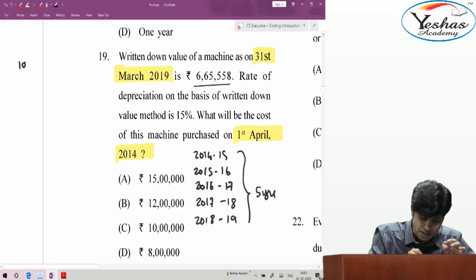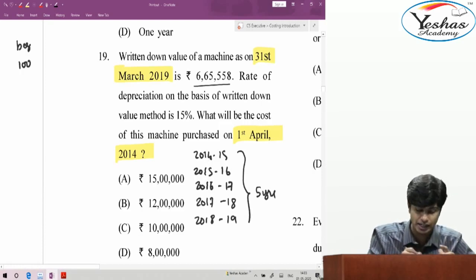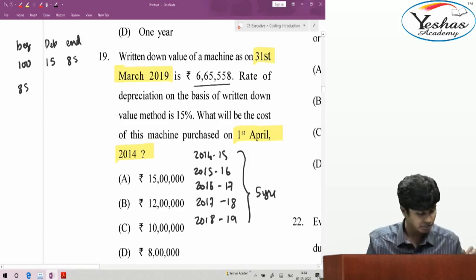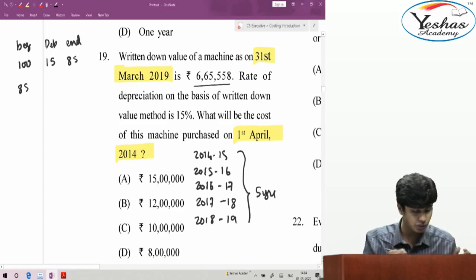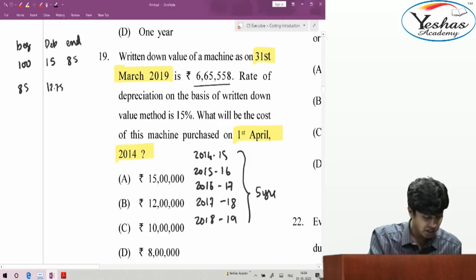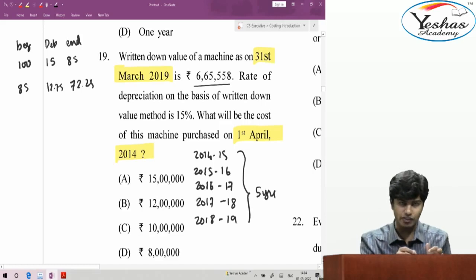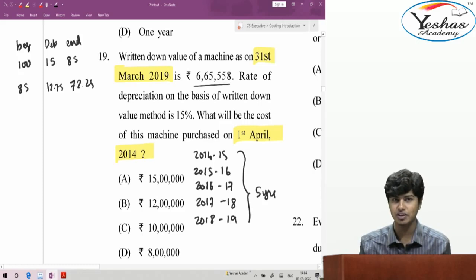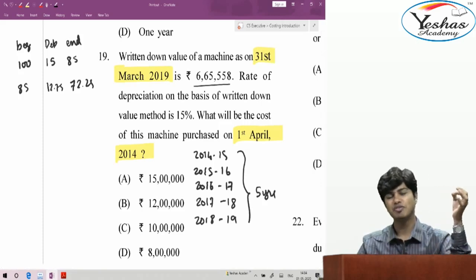Meaning, if it is 100 at the beginning of the year, depreciation will become 15, and at the end it becomes 85. Next year it is 85, again there is some depreciation. 85 into 15% gives 12.75. If you subtract this from 85, you will get 72.25. So that way it is not 100. At the end of 5 years it is basically 6,65,558, so 6,65,558 is 85%.